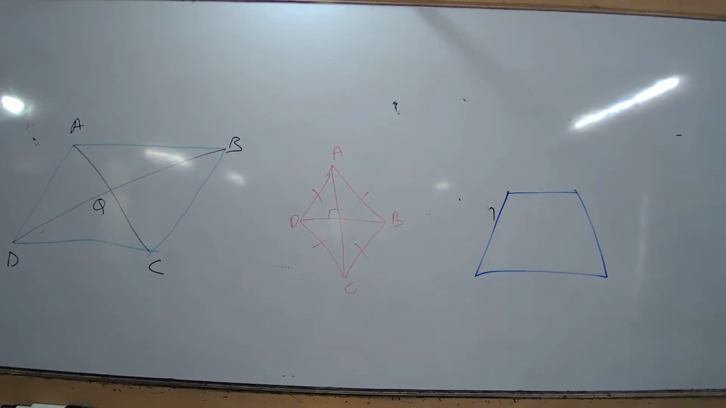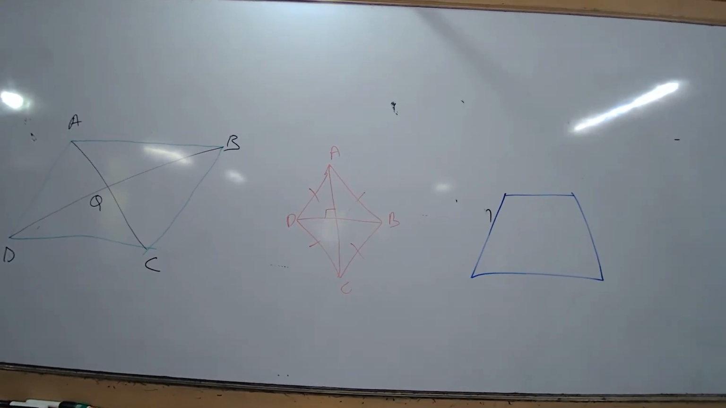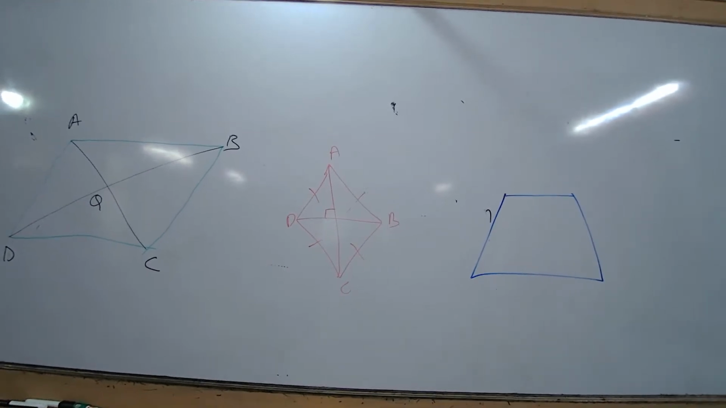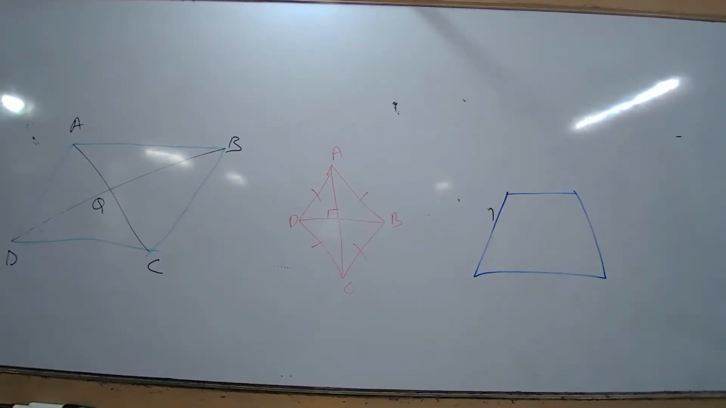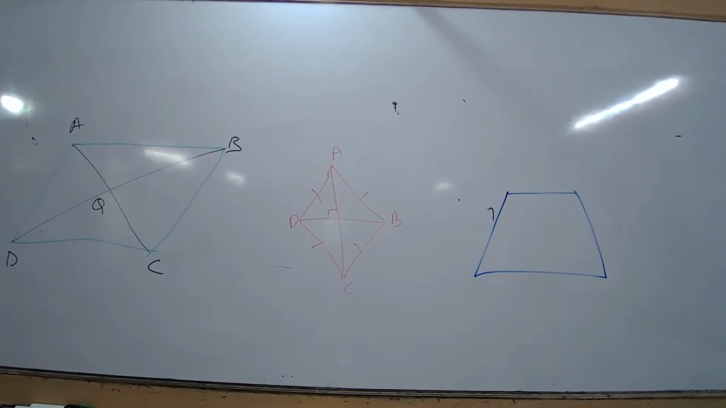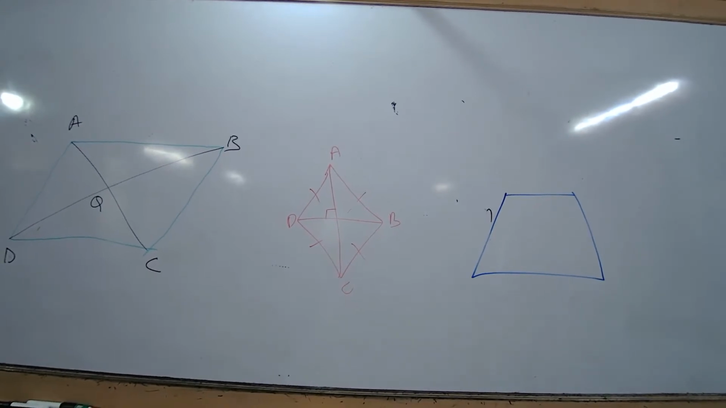Okay, you understand? What is a square? Loudly. All sides are equal and all angles are equal to how much? 90 degrees. What are the properties of the square you know? Every property: diagonals equal, diagonals bisect, diagonals perpendicular, all sides equal, all angles 90. Okay, square satisfies all the properties.